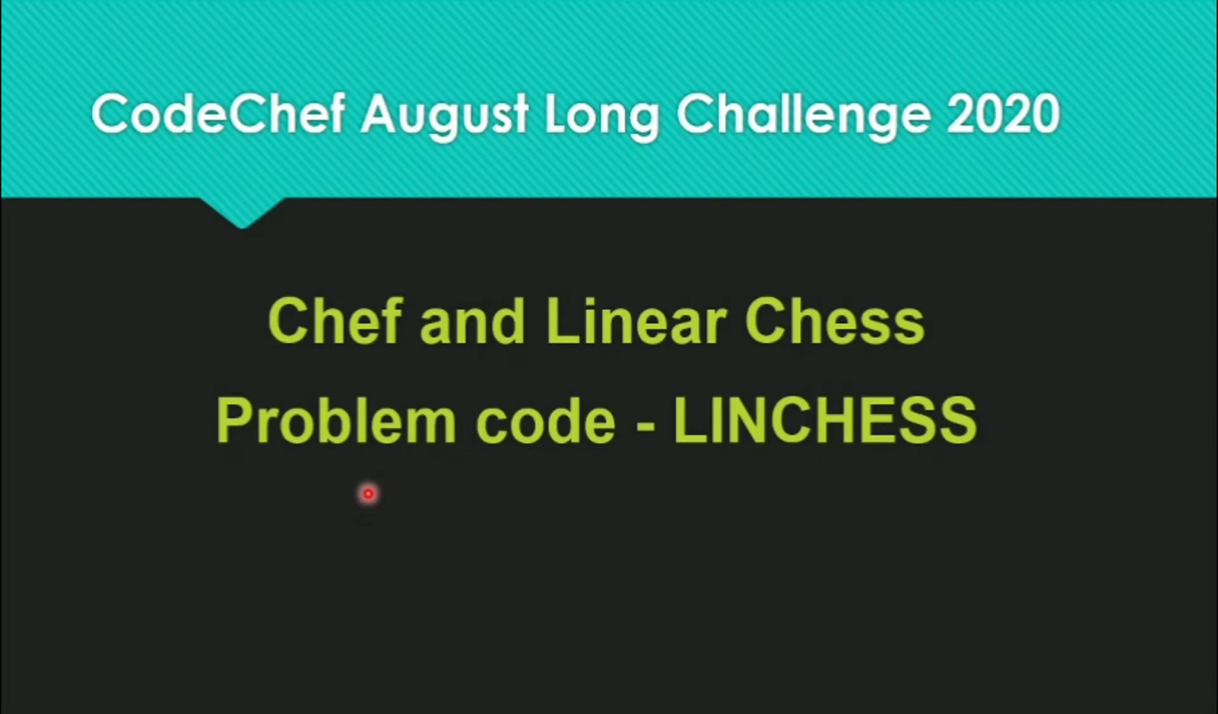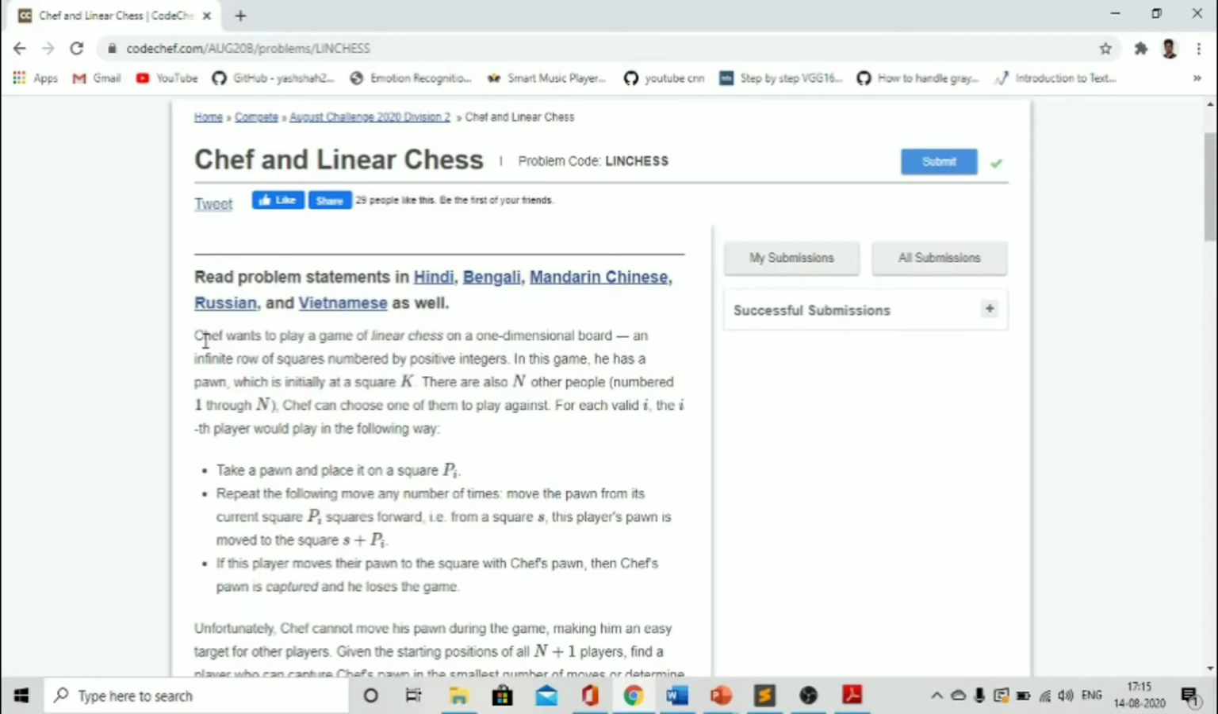Okay. So now before discussing the logic of the problem, let us read the problem description from the Codechef website. Here is the problem statement. Let's start. Chef wants to play a game of linear chess on a one-dimensional board, an infinite row of squares numbered by positive integers. In this game, he has a pawn which is initially at square k.